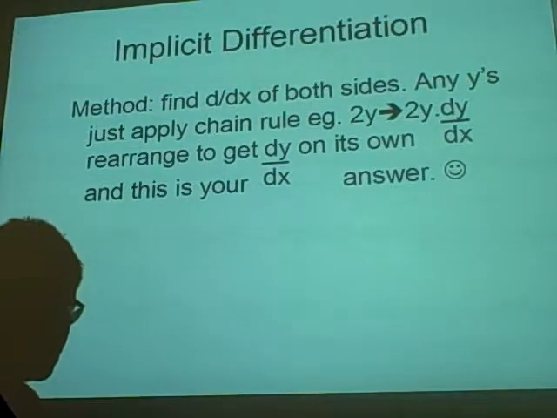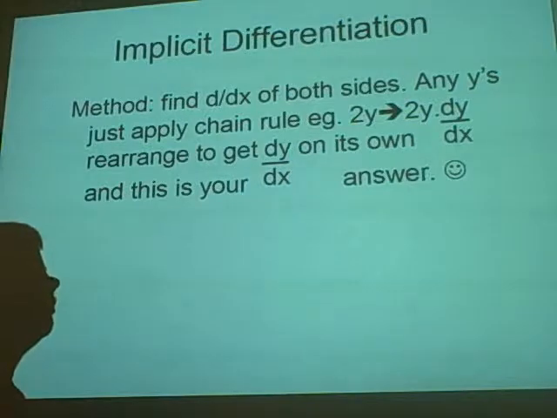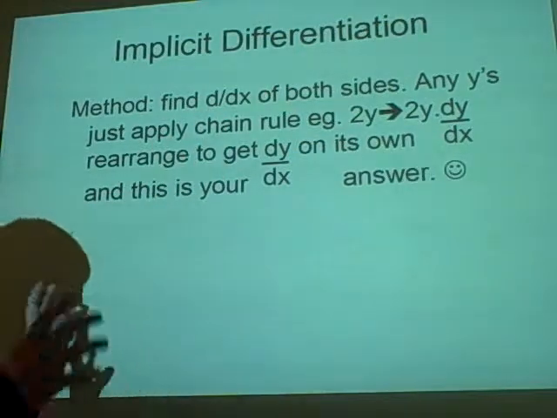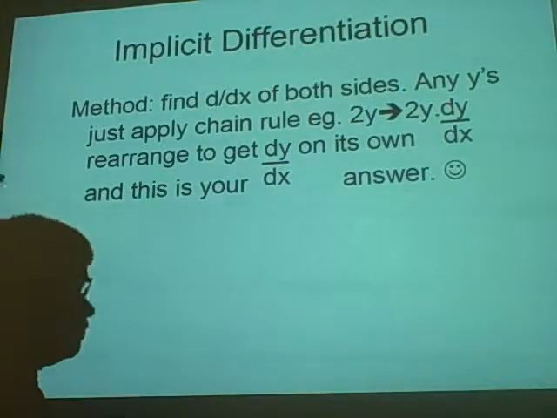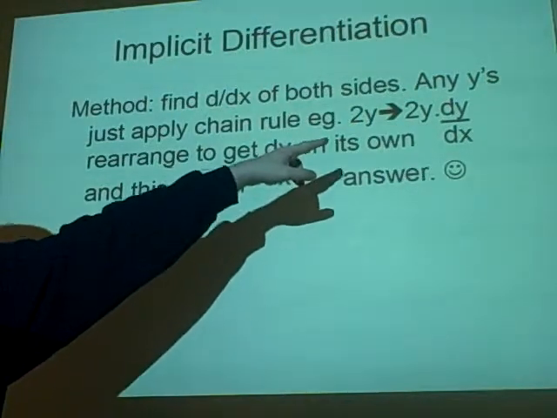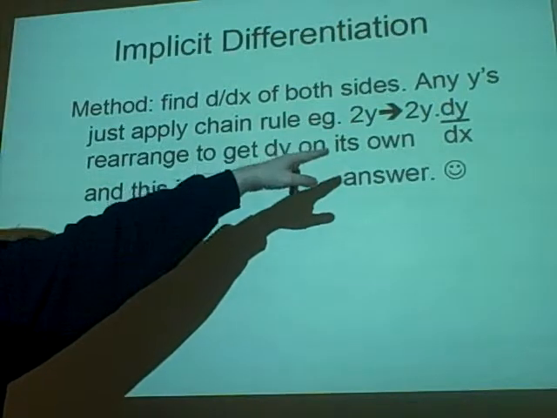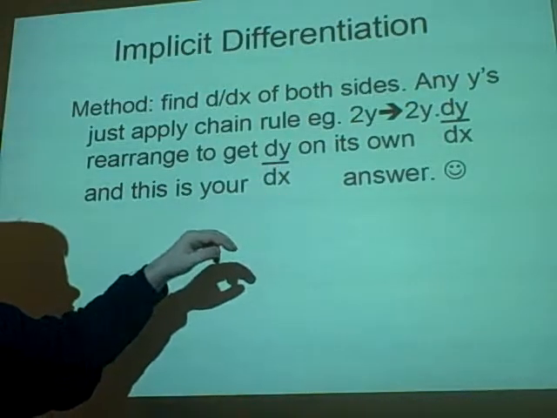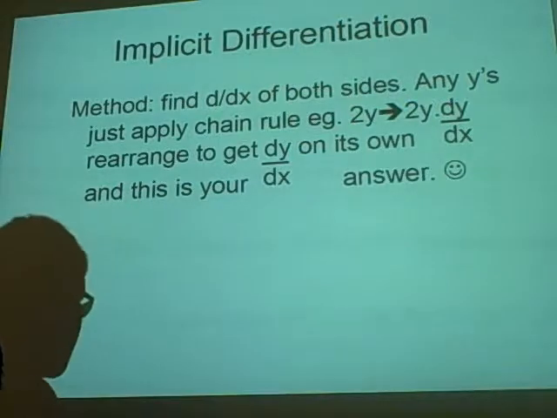Implicit differentiation. This really isn't that hard. I don't know what I'm like for time at the moment. What we do with this is we find some functions it's hard to get y on its own, so this is where this is useful. So we find d over dx of both sides, and any y's we use the chain rule. It's right there, 2y, we use the chain rule, so okay. That shouldn't be a 2y, that should just be a 2 dy over dx. We rearrange to get dy over dx on its own, and this is your answer.